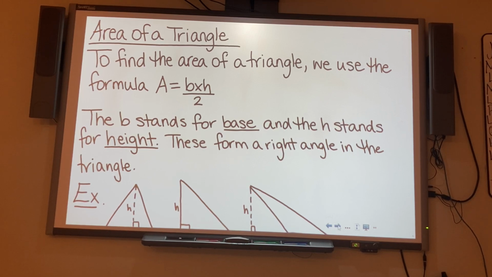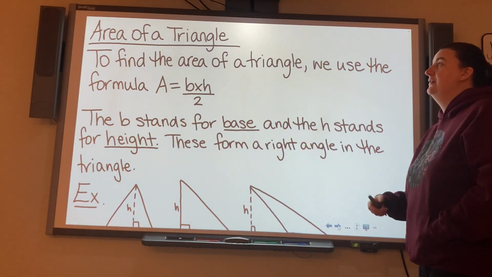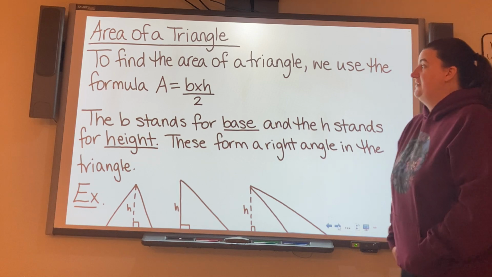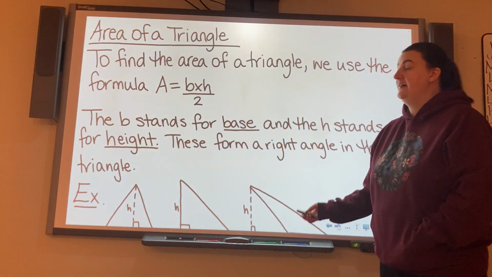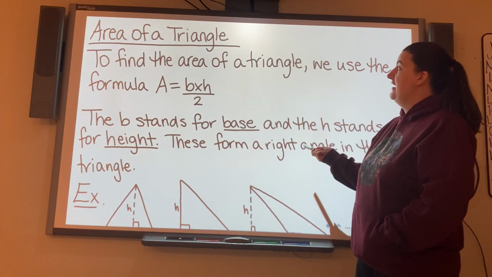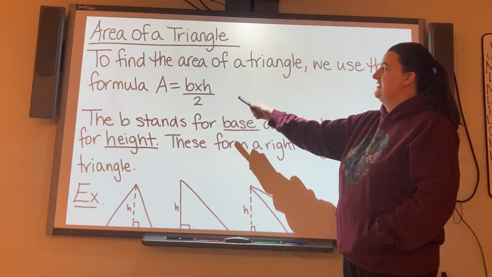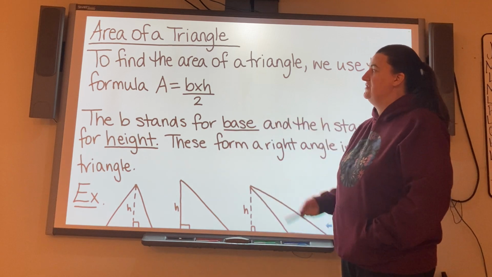All right, so yesterday we did area of a rectangle and a square. Today we're going to do the area of a triangle. Now, of course, different shape, so different formula. To find the area of a triangle, the formula we'll use is area equals base times height divided by 2.